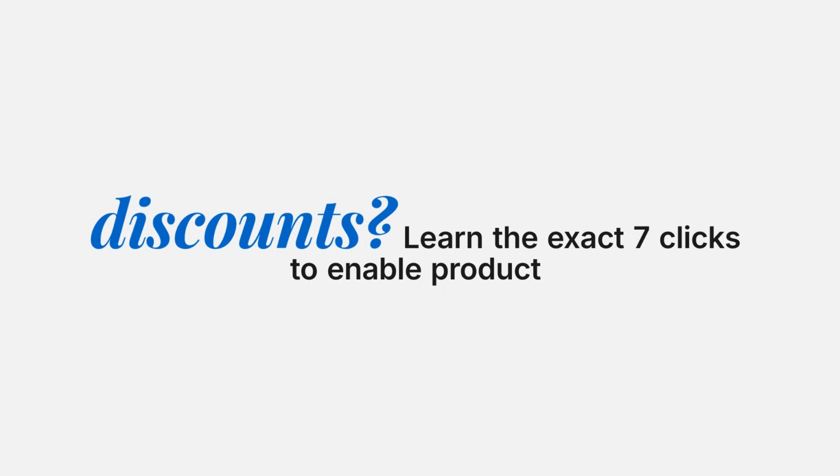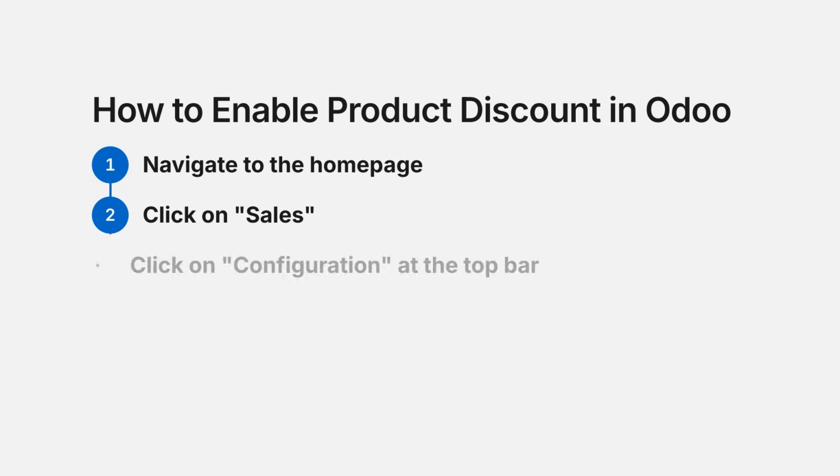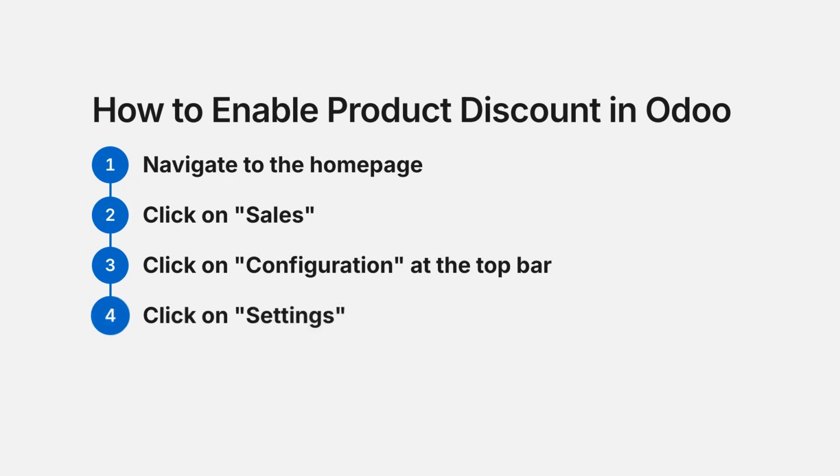Are you tired of hunting through Odoo's settings to offer discounts? Learn the exact 7 clicks to enable product discounts today. We'll navigate to Sales, Configuration, Settings, flip the discount checkbox, and save in 7 simple steps.